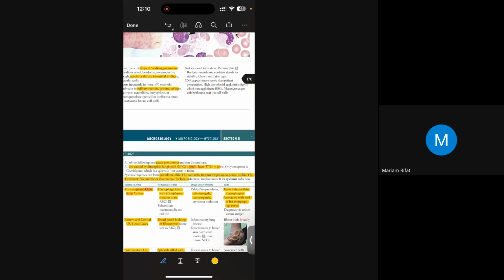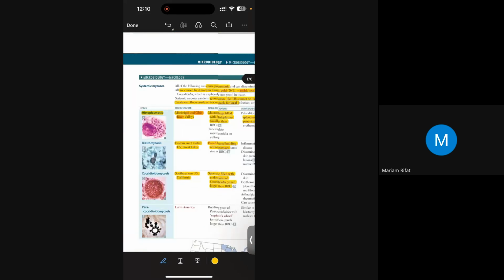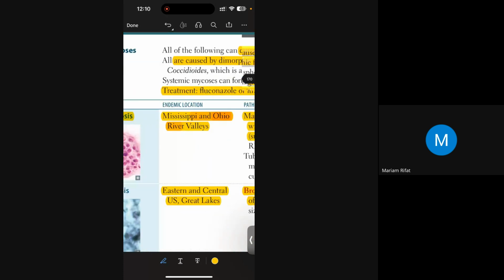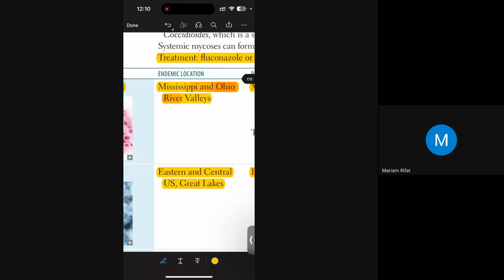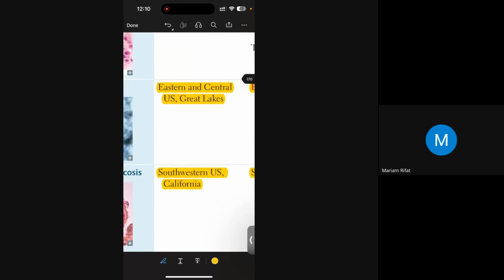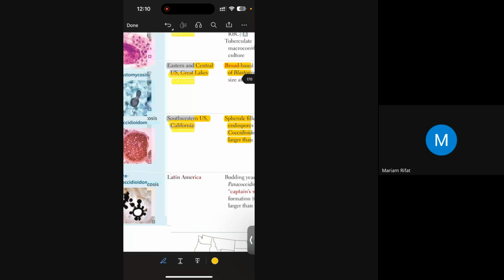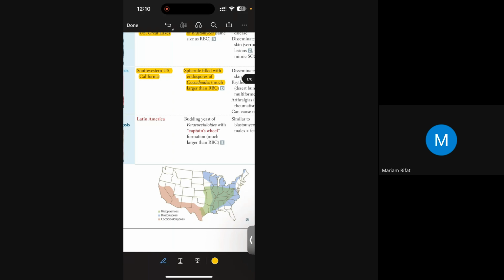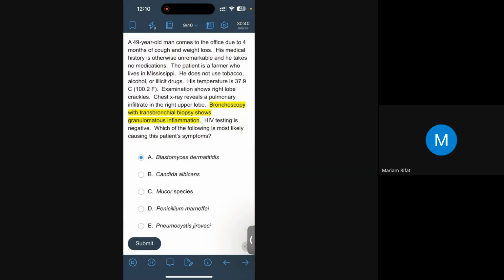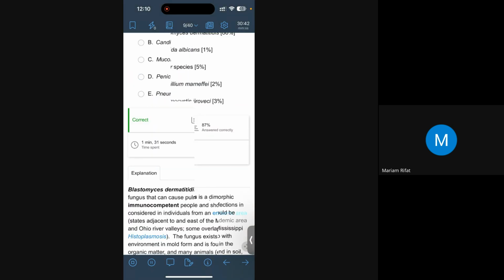And see the location: Mississippi and Ohio River Valley, Eastern and Central Lakes, Great Lakes, Southwestern US and California, and Latin America. Okay, because most see the location here. Blastomyces. So in this, the only one which causes the granulomatous disease is Blastomyces. Okay.